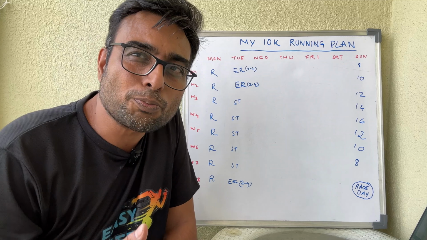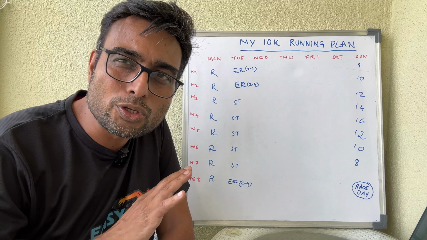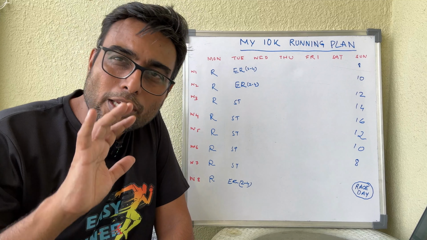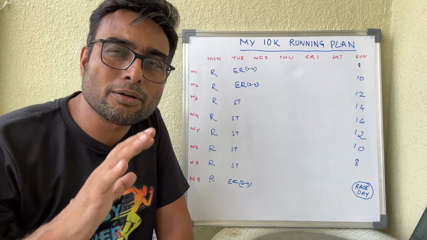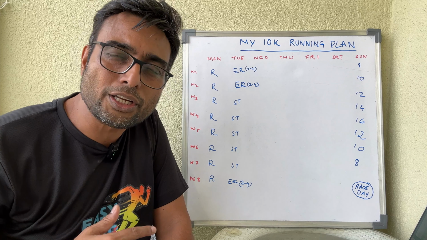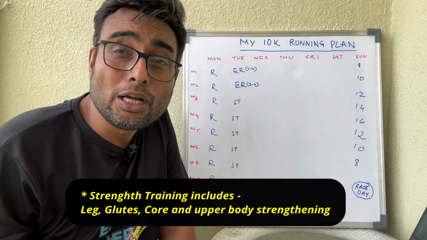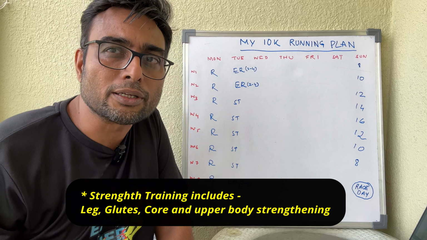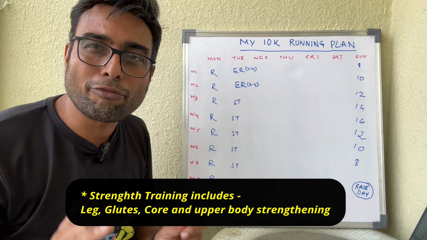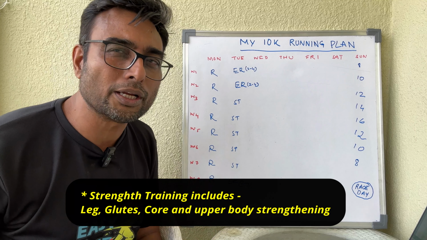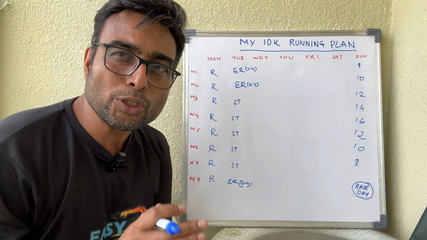Strength training at this point of time may not be a wholesome, very big gym effort. Even if you do some resistance band, body weight, leg and core training, that would do. But if you can go to the gym, there is nothing like it. Do some strength training. 10K is a faster race. You need to build your leg and core muscles. So what could be those sessions?